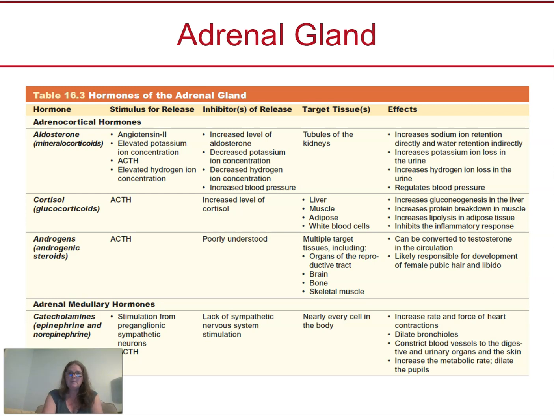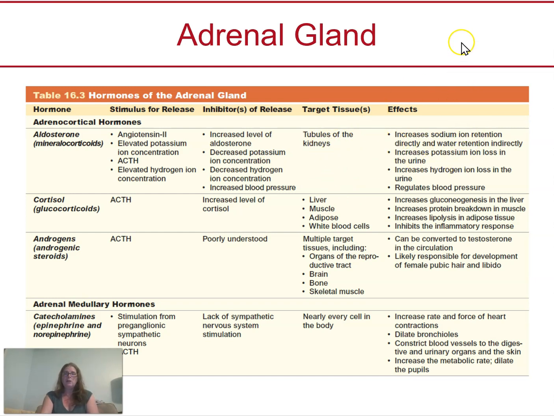So I put this in the PowerPoint. It's from your book. It's just a little table that goes over the hormones from the adrenal cortex. Again, what you're learning is for every hormone, where does it come from? What stimulates its release? What inhibits it? What does it do, right? What's its target and what does it do?